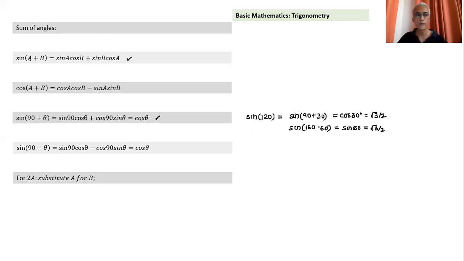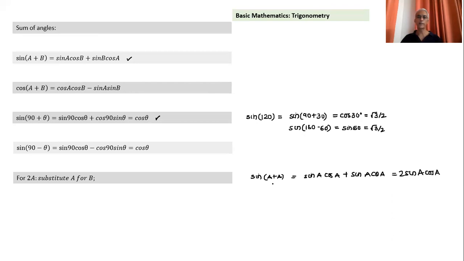And sometimes we need to find the sine of twice the angle. Suppose I have to find what sine of 2a is. How do you get this equation for 2a? In place of b, we substitute b is equal to a. So in this equation, if I substitute b is equal to a, the left hand side will become sine of a plus a, equal to sine a cos a plus sine a cos a. It will become equal to 2 sine a cos a.